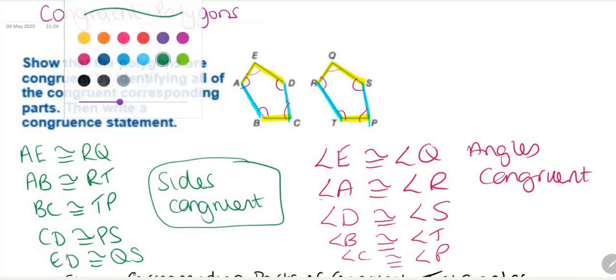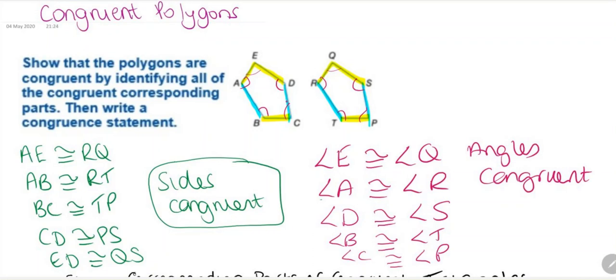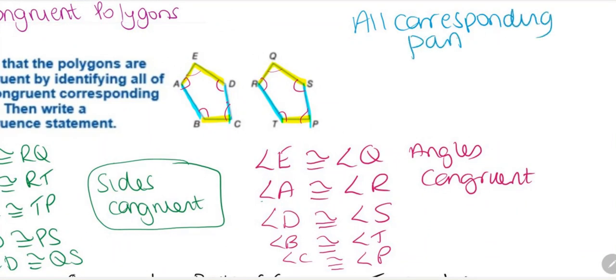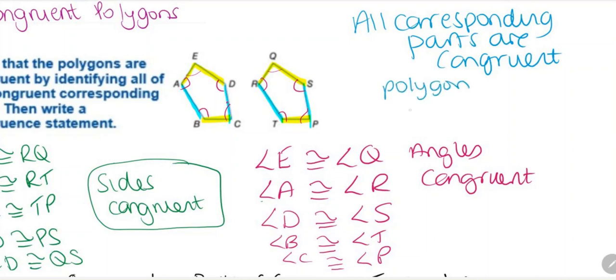So we can now form the conclusion to say, as all the corresponding parts are congruent, our polygon, so A, E, D, C, B, must be congruent with R, Q, S, P, T.